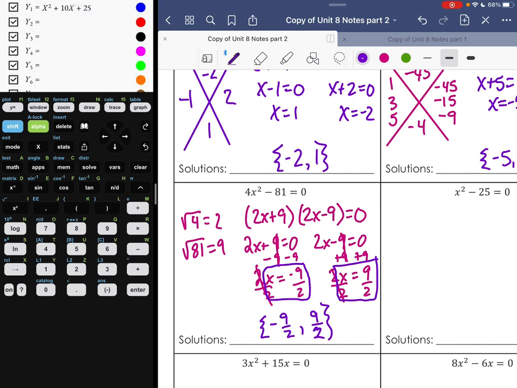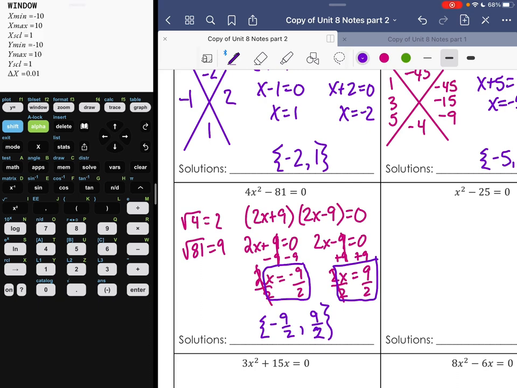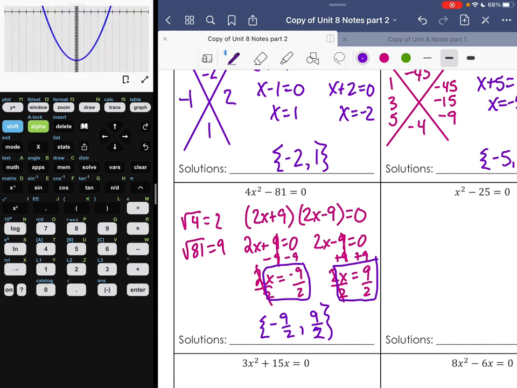Let's look at what this would look like, though, if we graphed it. So we would have 4x squared minus 81. So when we graph that, it goes way down to negative 81. That's on the y-axis. So I'm going to change the y minimum to negative 100, just so we can see that. And you can see this is what it would look like.